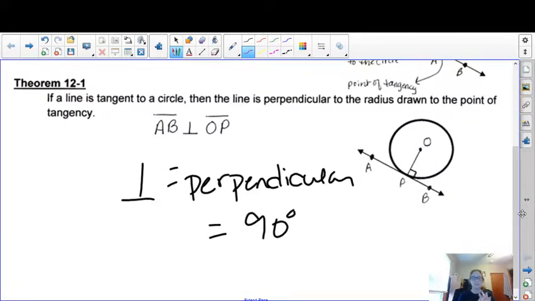If a line is tangent to a circle, then the line is perpendicular to the radius drawn to the point of tangency. So in this picture, line AB is tangent to circle O, and it's tangent at point P. Because of that, the theorem is saying that AB is perpendicular to OP. When I see that upside down T, we remember that means perpendicular, and we know that perpendicular means 90 degrees.